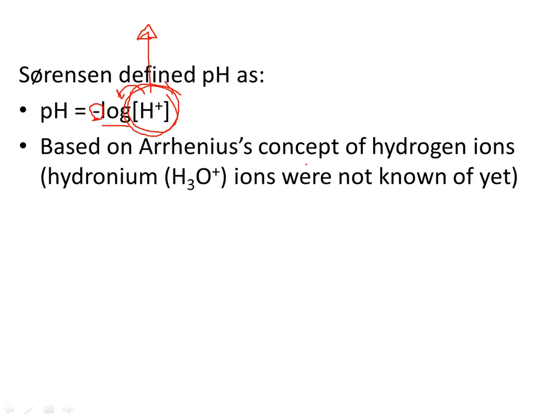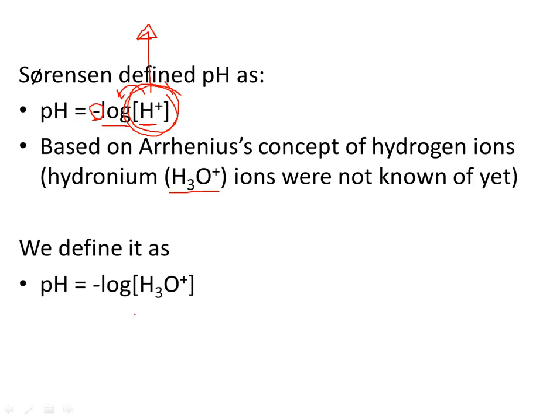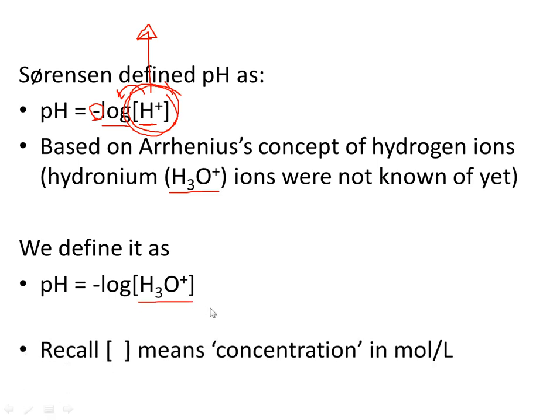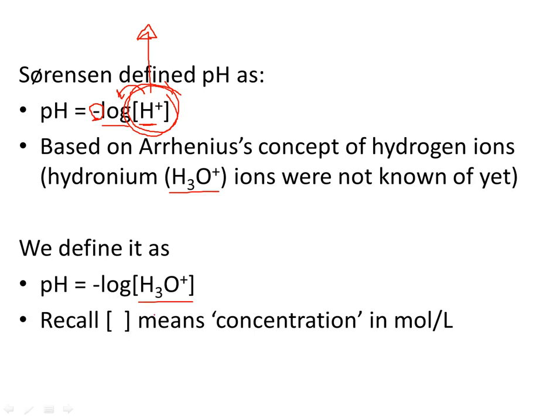So based on Arrhenius' concept of hydrogen ions, which really means hydronium ions when they grab onto water, we didn't really know that they grabbed onto water, and so this is why we say pH is equal to negative log of hydrogen ions. If you want to be a bit more correct, you can say pH is equal to negative log of hydronium ions. Remember, again, something in square brackets for us is going to mean concentration in moles per liter.